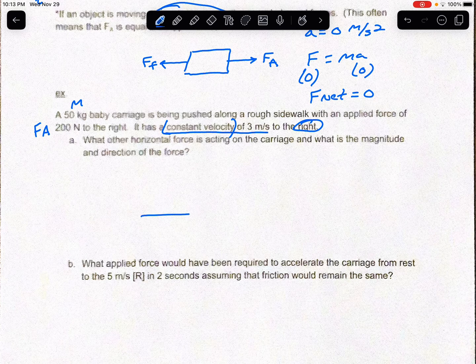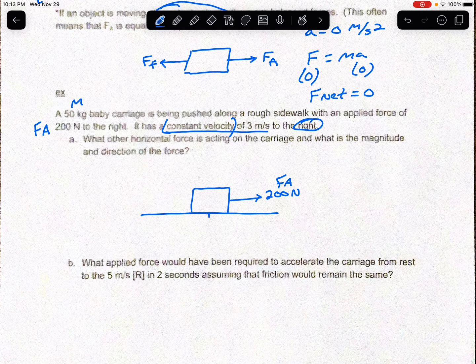Okay, so we're just going to draw our carriage that's being pushed along the surface. So I have an applied force, and in this case it's going to the right, but applied force can go any way. An applied force is not always to the right. It just depends on the problem. So it could be left, could be right. You've got to make sure you read the problem. So your FA would be 200. Okay, so there's your FA.